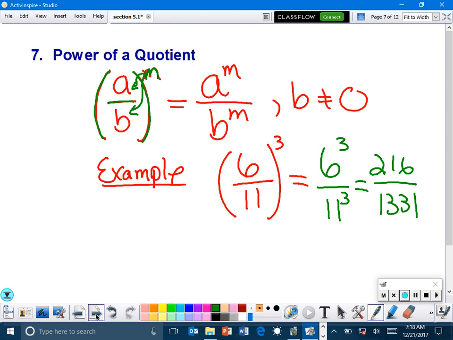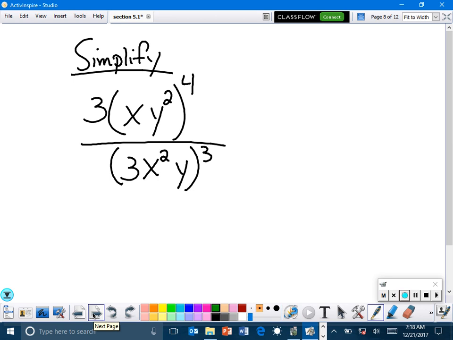Now we're going to do some simplifying. There's usually more than one way that you can get to the correct answer when you are asked to simplify using exponents. Now, you will notice in this problem, this 3 is all by itself. It is not included in the parentheses. So that 3 is going to stay where it is. I'm going to color code this as we go.